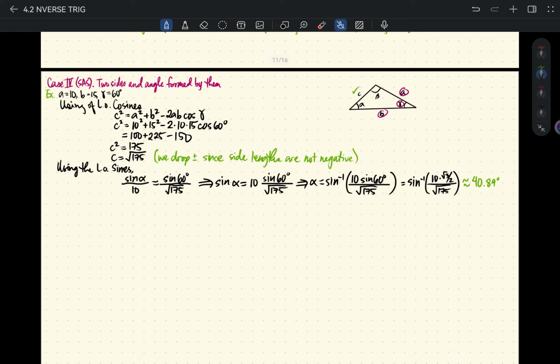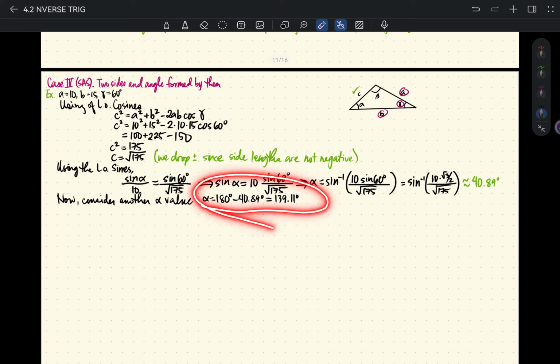So let's write here. Now consider another alpha value. Alpha equals 180 degrees minus 40.89 degrees, which is what is this value? I think this is 139.11 degrees. Would this be a possible alpha value?